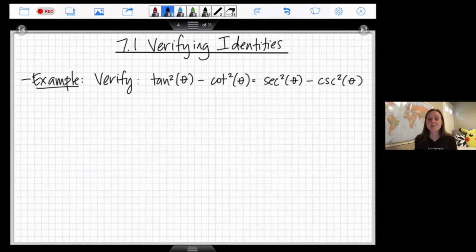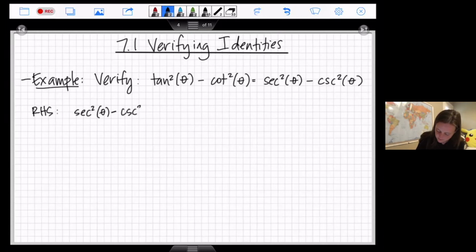All right, last one that I'm going to do for you. I've got thetas in here. Tangent squared minus cotangent squared is equal to secant squared minus cosecant squared. All right, neither one of these is more complicated than the other. Pick your favorite. I don't know. Let's pick the right-hand side because I haven't done anything with the right-hand side yet today. So I'm going to recopy my right-hand side. Secant squared theta minus cosecant squared theta. And again, we're leaving that left-hand side up there as an inspiration.